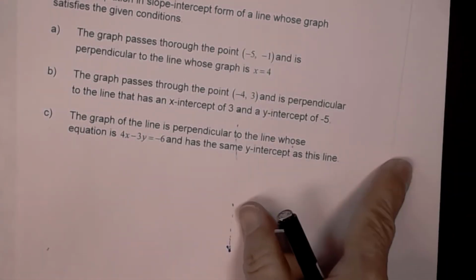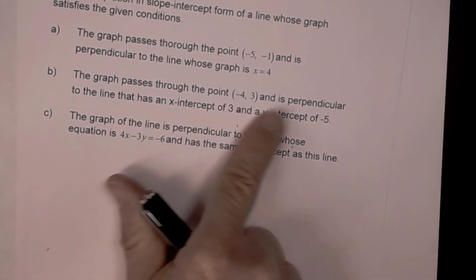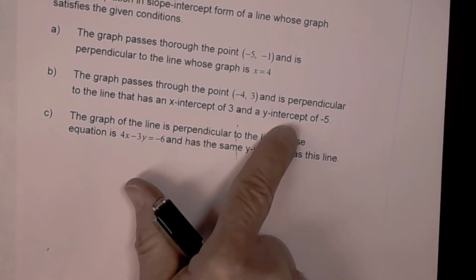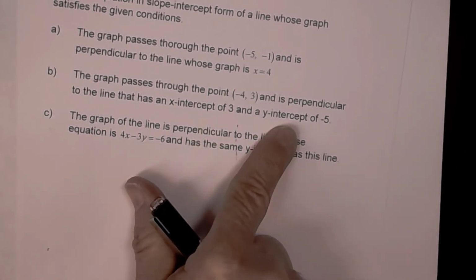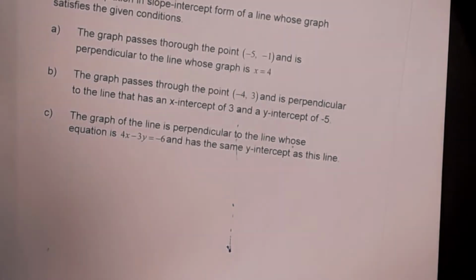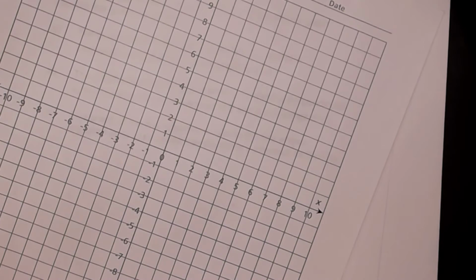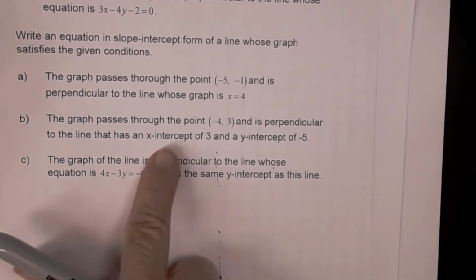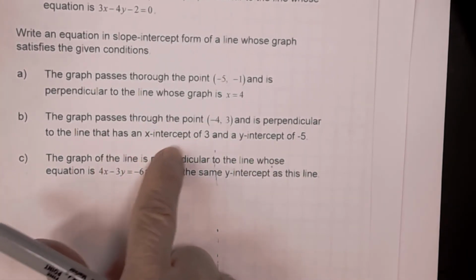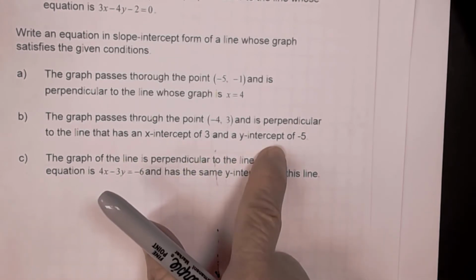2b says the graph passes through this point and is perpendicular to the line that has an x-intercept of 3 and a y-intercept of -5. Now you may want to look at what you're dealing with in terms of a graph. It may help. Okay, it does help. All right, so listen carefully. Our problem says that the line that this is perpendicular to has an x-intercept of 3 and a y-intercept of -5, right?